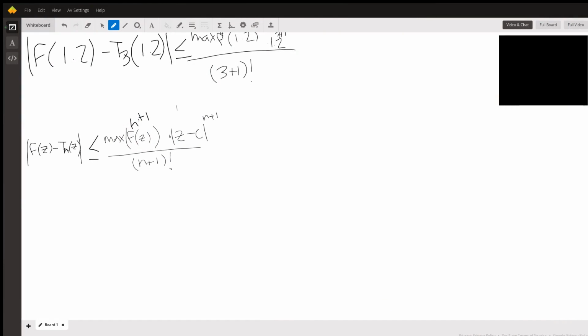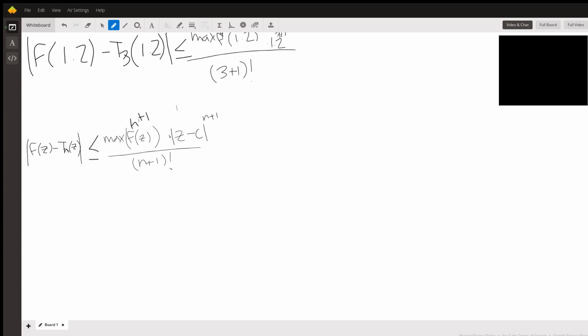We are going to use the Lagrange error-bound formula. This formula is the absolute value of f of z minus T sub n of z is less than or equal to the maximum of the n plus 1 derivative of z times z minus c to the n plus 1 over n plus 1 factorial.